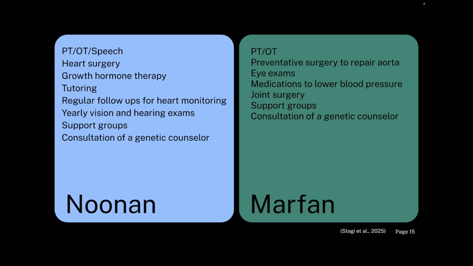For Marfan, they might need PT and OT therapy, preventative surgery to repair the aorta, eye exams, medications to lower blood pressure to reduce strain on the aorta, joint surgery to treat chronic pain from osteoarthritis, and also support groups for patients and families and consultation of a genetic counselor.